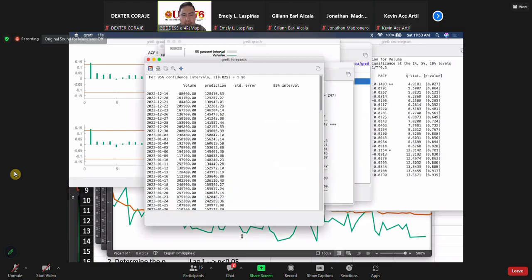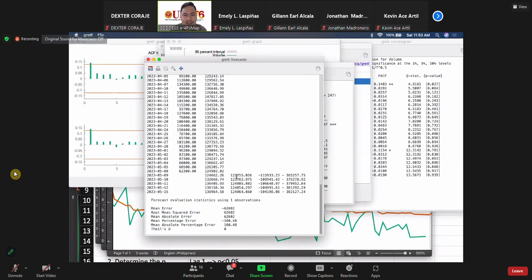Now, remember that we are forecasting for the next 5 days and this is it. So, ano ba ang forecast value? Ano ba ang specific na volumes na i-forecast for the next 5 days? It's 124,662, then 132,668, and 136,405, 138,150, and 138,964.